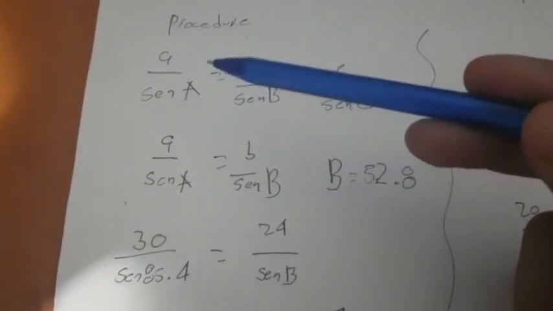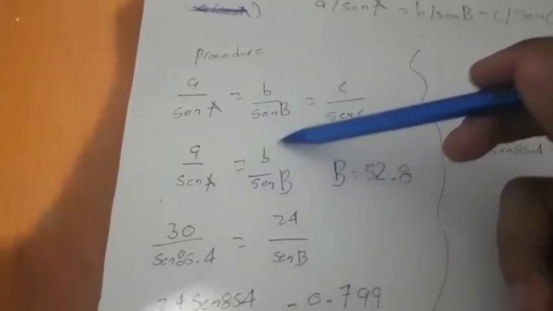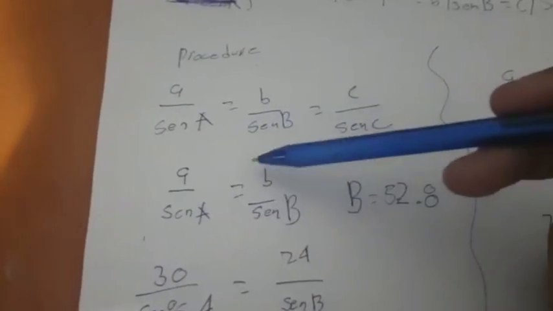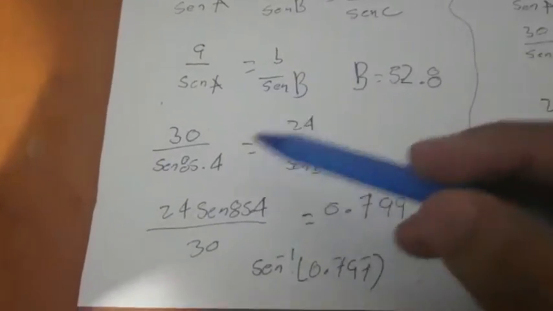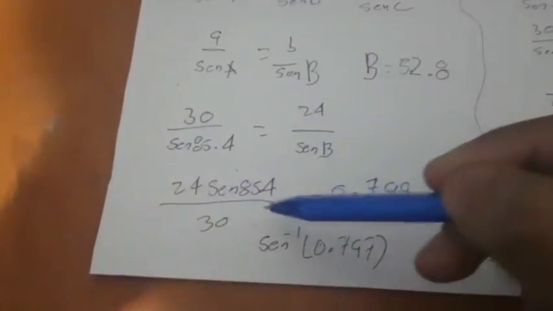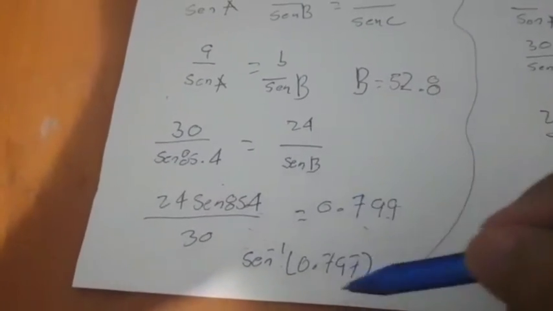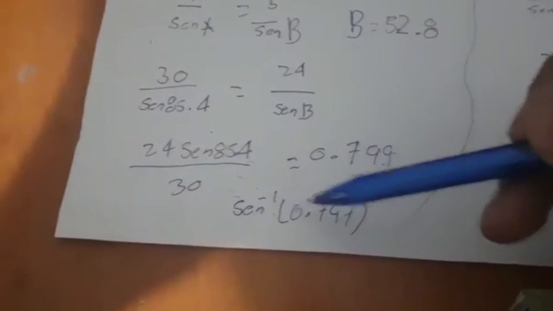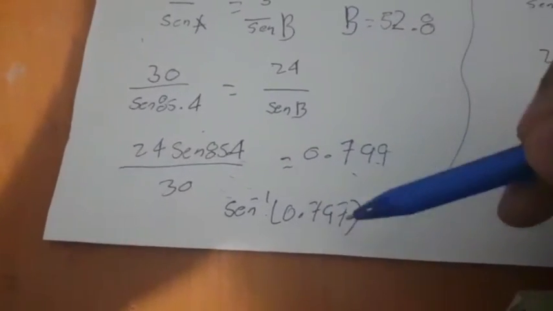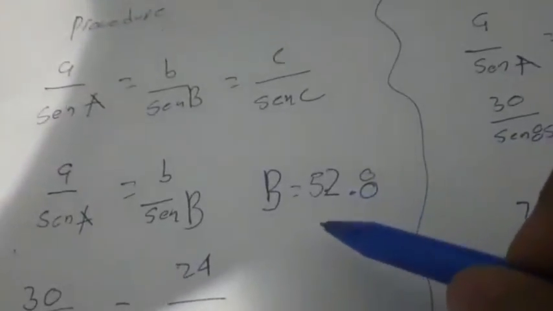The procedure is a divided by the sine of a is equal to b divided by the sine of b. So we have this equation, we substitute, we divide, it's just algebra, and later we check that the result is sine minus 1 of 0.797, and we have the result right here.